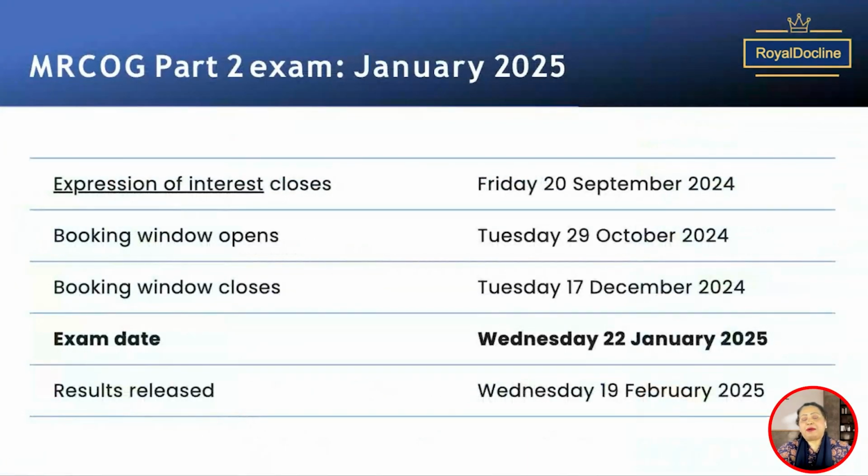So these are the MRCOG Part 2 exam important dates. For every exam, they have important dates announced on the website. The expression of interest, for example, for January 2025 is Friday 20th September 2024. Then the booking window will open on 29th October. The booking window will close on Tuesday 17th December. The exam will happen on 22nd January 2025. And ultimately, you will get your results on the 19th February. Usually, it takes about 1 month for the college to publish the results of the exam.